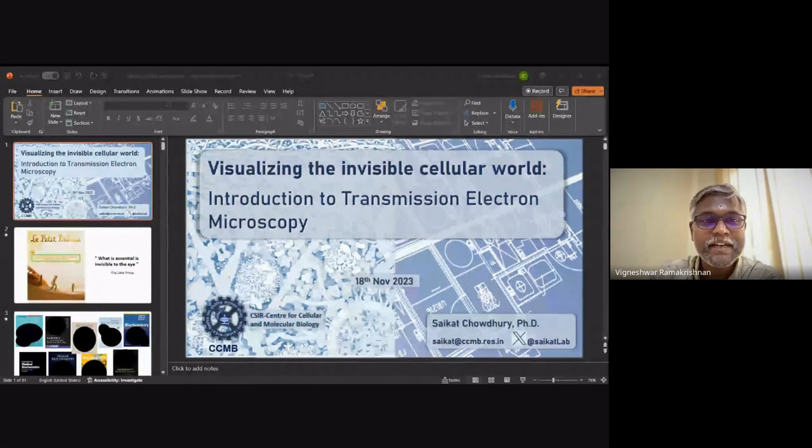And we have the next speaker of the day. It is my privilege and pleasure to introduce Dr. Saikat Chowdhury. Dr. Saikat did his PhD at the Pennsylvania State University, followed by a postdoctoral fellowship at the Scripps Institute, California. After his postdoc fellowship, he joined the Department of Biochemistry and Cell Biology, Stony Brook University, New York, where he continues to hold an adjunct position. In 2021, he joined the Center for Cellular and Molecular Biology as a senior scientist.